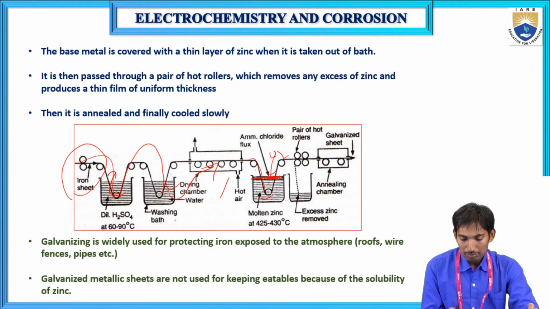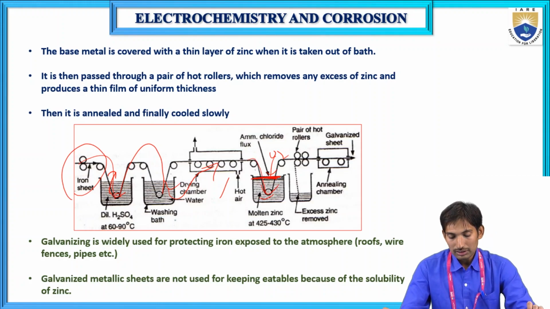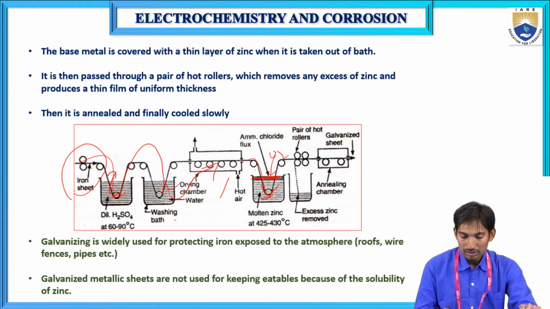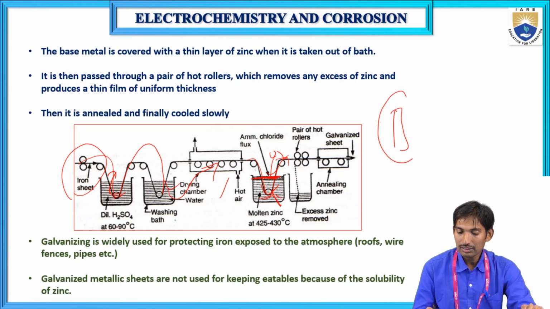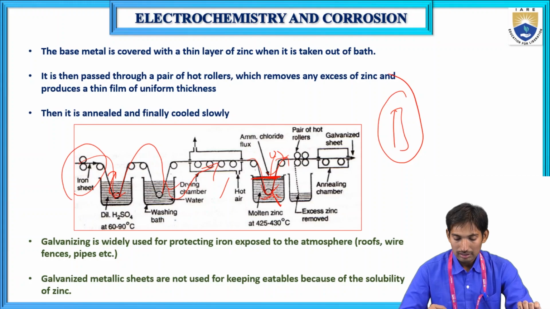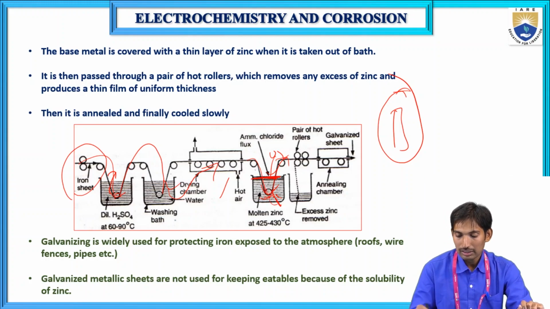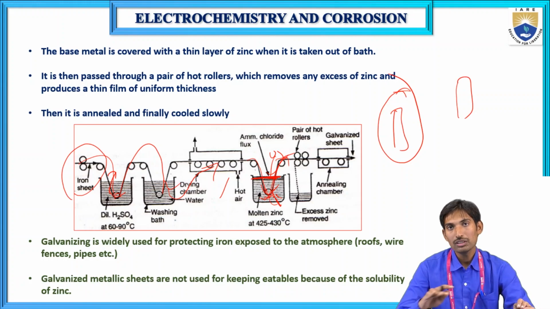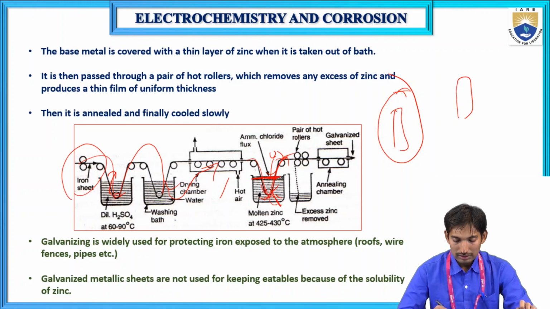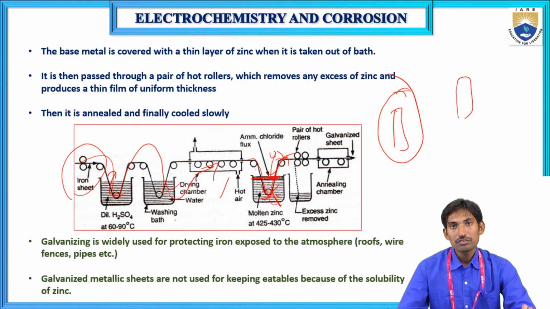Then we are immersing our base metal into the molten zinc at 425 to 430 degrees centigrade. Then after this, what happens here? Our base metal will be coated with molten zinc. Then for uniform coating purposes, we have to send the zinc coated base metal into a pair of hot rollers to get a uniform structure, or uniform coating.